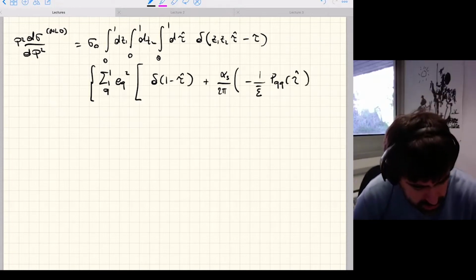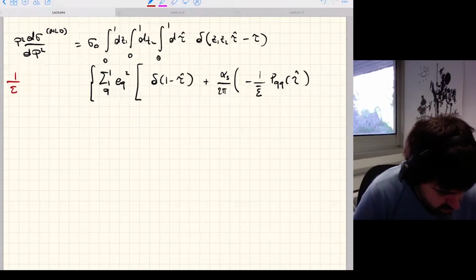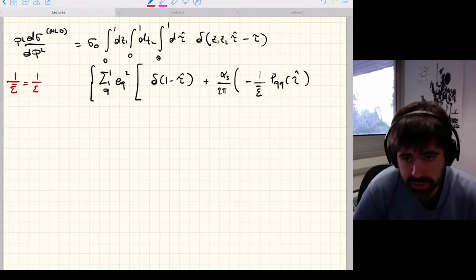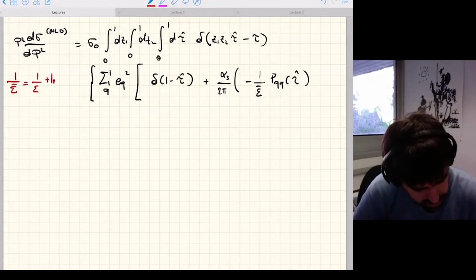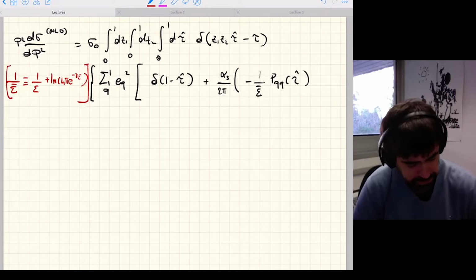With this I mean, I had in mind doing MS bar, so this is 1 over epsilon, and then these are the ubiquitous constants I always put into MS bar.